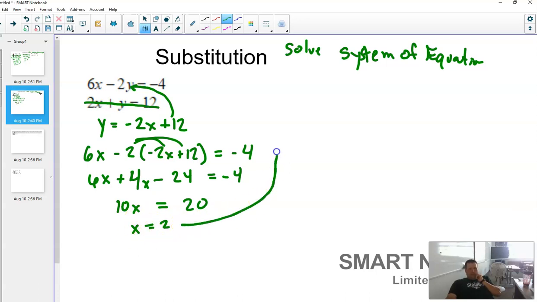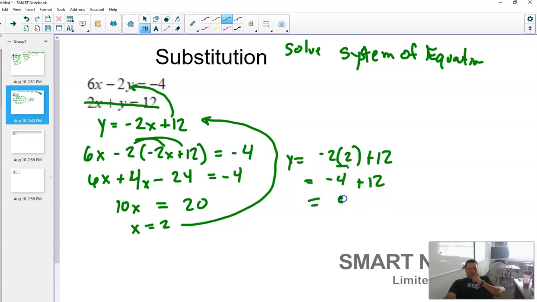The only way to get y is, again, to plug it in. And I'm going to plug it into this one because I already have y equals. So I'd have y equals negative 2 times 2 plus 12. I just substitute that 2 in for the x. So this gives me negative 4 here, plus 12. And then I have that equal to 8. And so y is equal to 8. Okay?